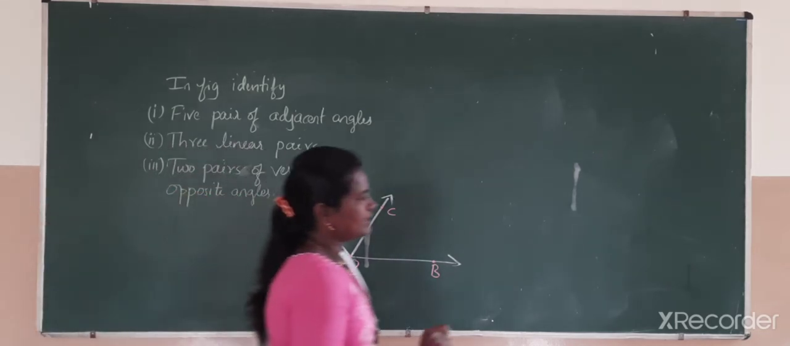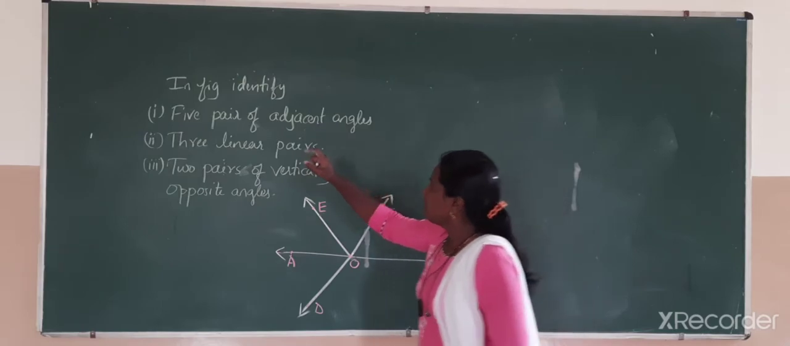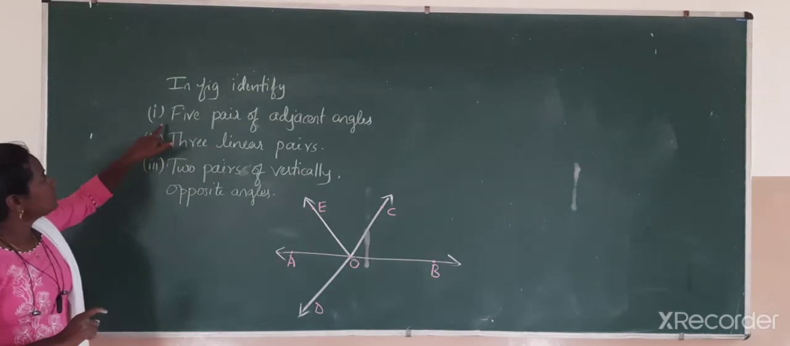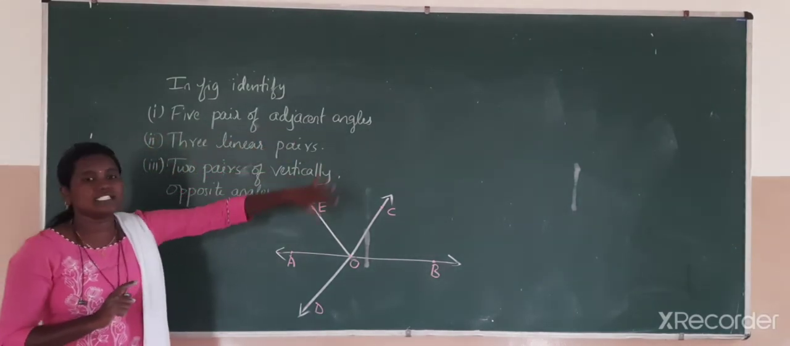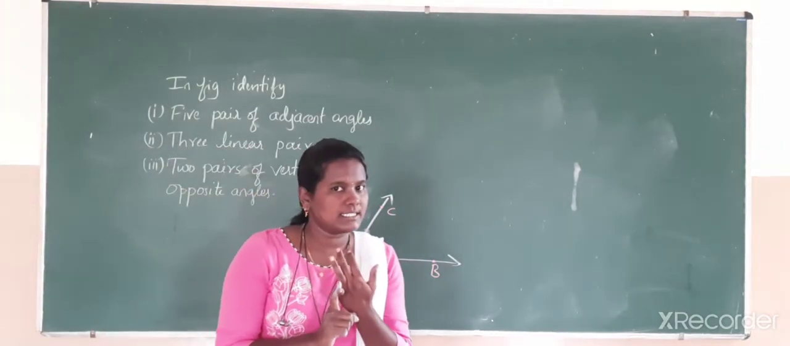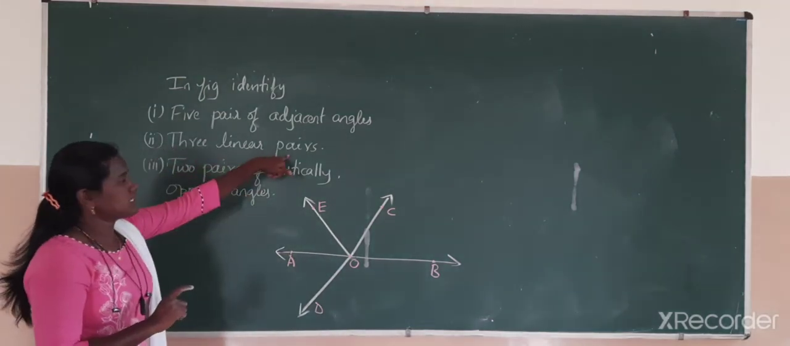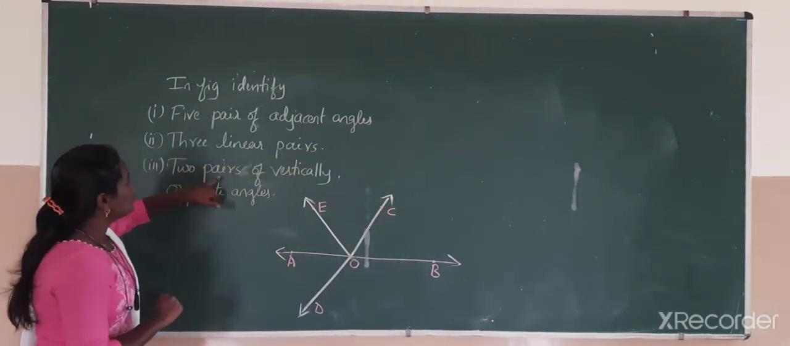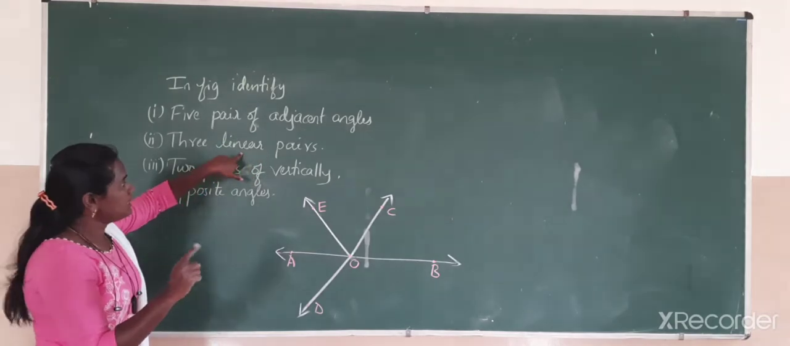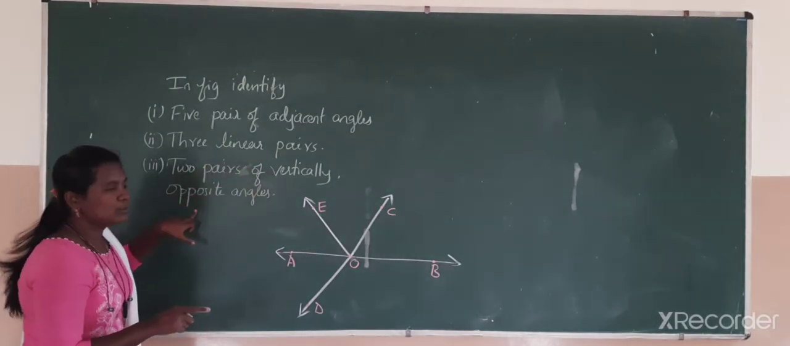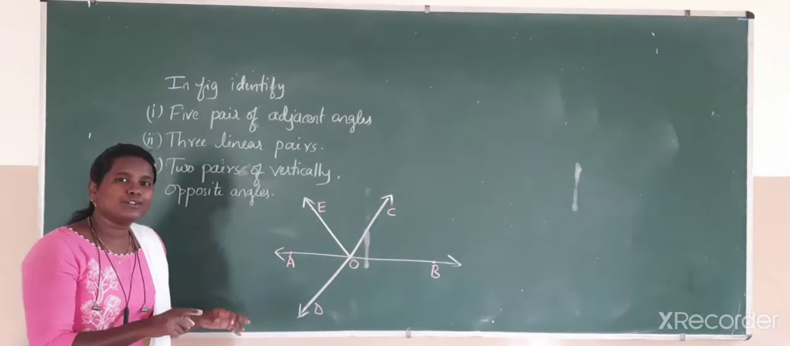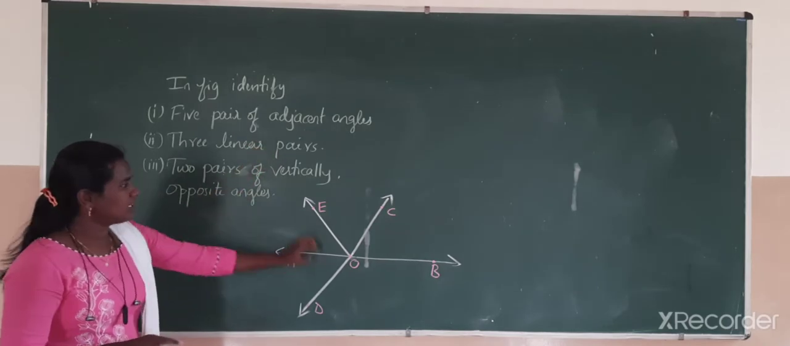Now let us take an example. Let us take a problem. In the figure, identify. The figure is as follows. What do we have to identify? We have to identify 5 pairs of adjacent angles, 3 linear pairs, and 2 pairs of vertically opposite angles. I told you what adjacent angles are, isn't it? You have learned adjacent angles, then linear pair of angles, then vertically opposite angles. All these are seen in this. If you observe the figure carefully, you are going to get the adjacent, linear and vertically opposite angles.